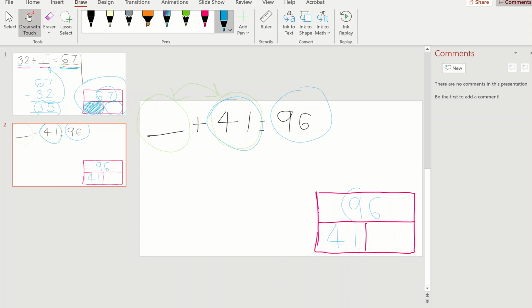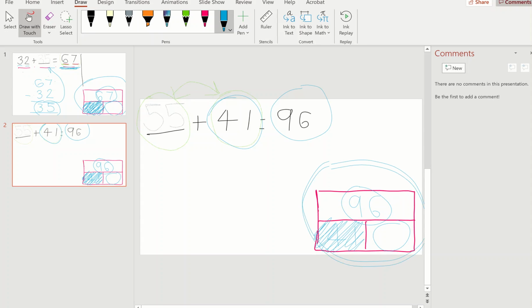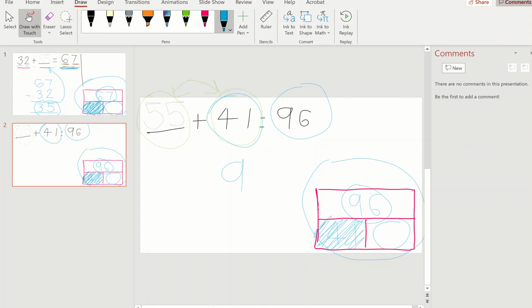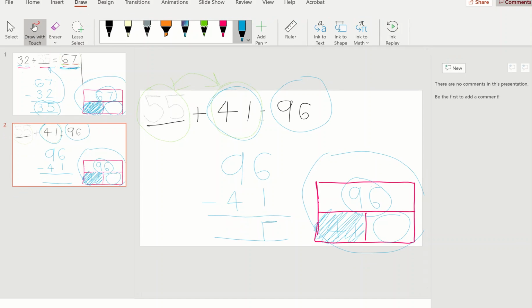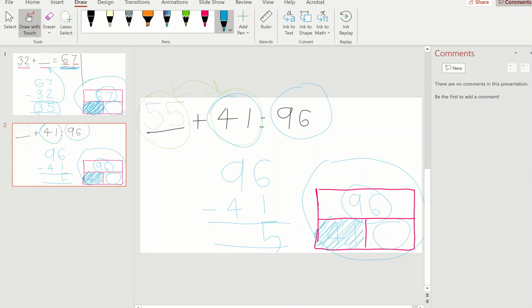So we now know if we take 96 and we take away 41, we should be left with this missing number. Now, if we think about before, that missing number we calculated to be 55. So let's see if we do this, whether we end up with 55. So we've got 96, and we're going to take away that part we are given, this 41. Now let's see if we end up with 55. 6 take away 1 is 5. 9 take away 4 is also 5. So we end up with 55, which is exactly the same answer as we had before.